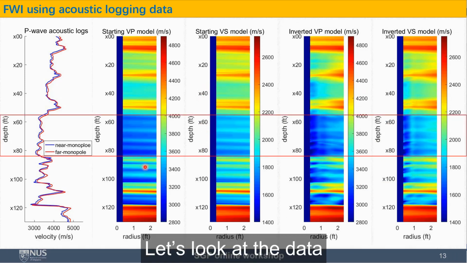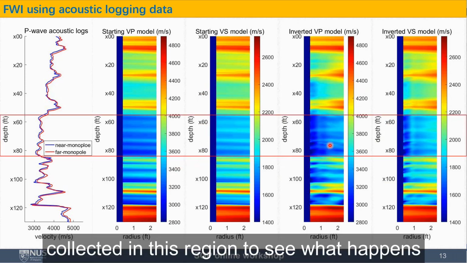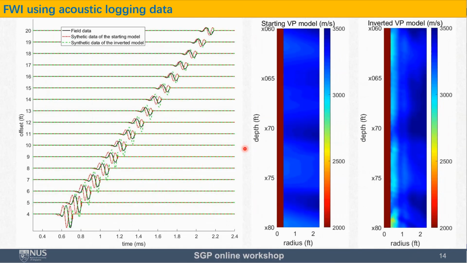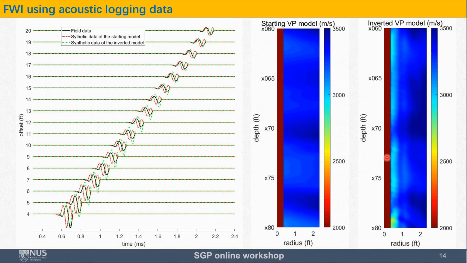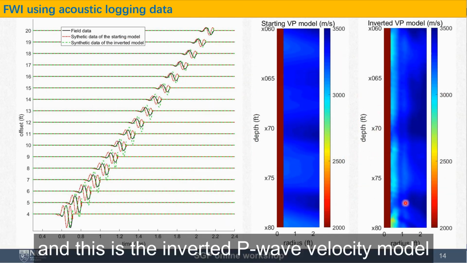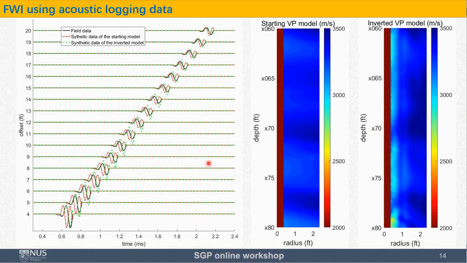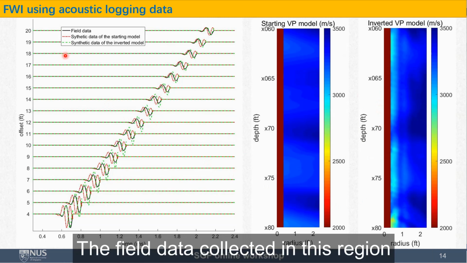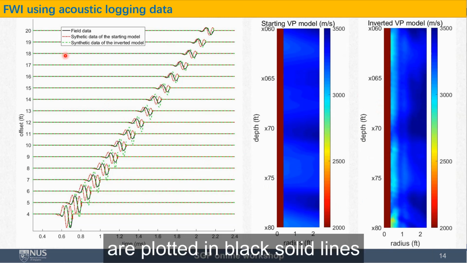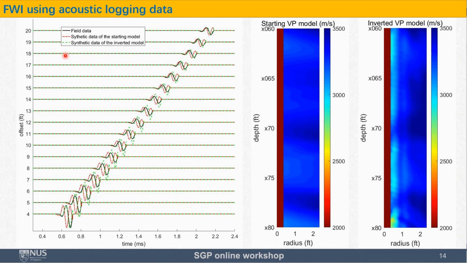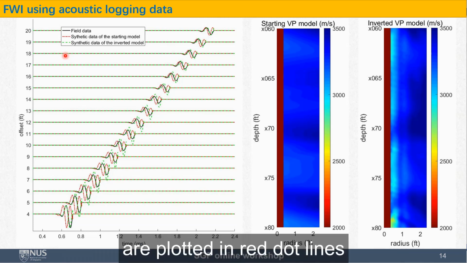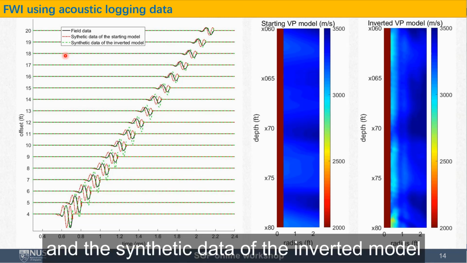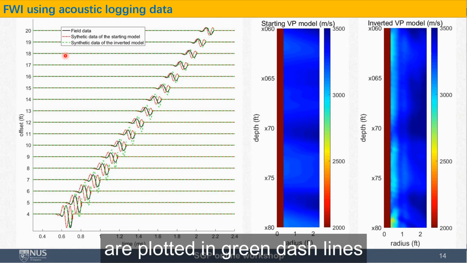Let's look at the data collected in this region to see what happens. This is the starting P wave velocity model in the region, and this is the inverted P wave velocity model. The field data collected in this region are plotted in black solid lines. The synthetic data of the starting model are plotted in red dotted lines, and the synthetic data of the inverted model are plotted in green dashed lines.